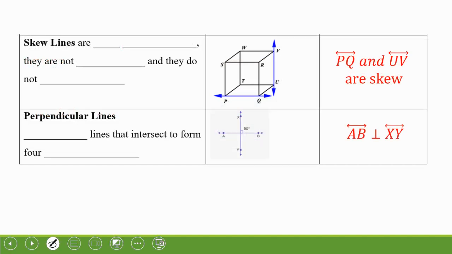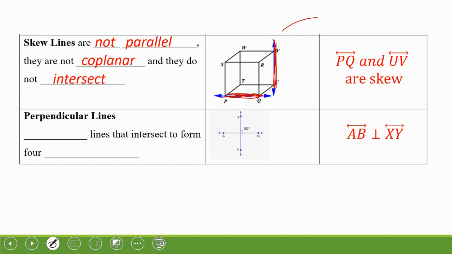This is our new vocabulary word. They are not parallel. They go different directions. They are not coplanar, so they do not touch. So if you look here, PQ is the front bottom of my box. My line kind of goes left to right. VU goes up and down, but it's in the back of my box, so they do not touch.